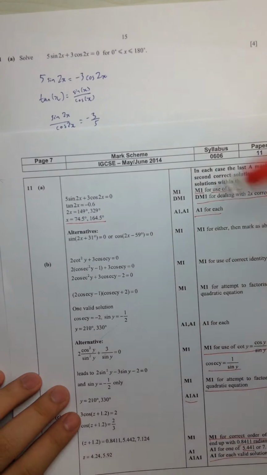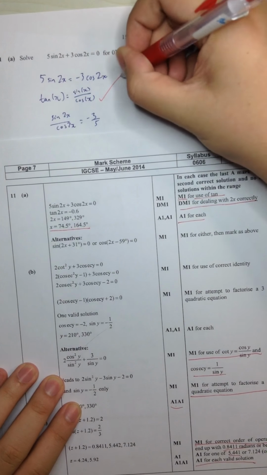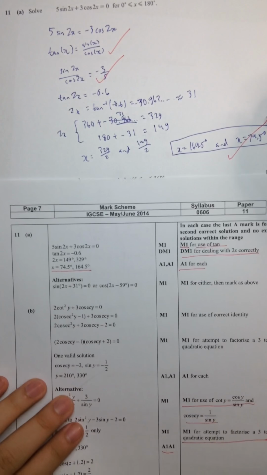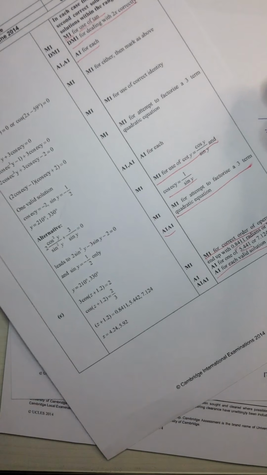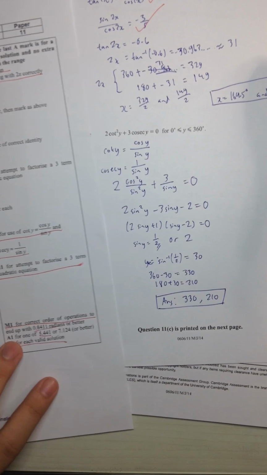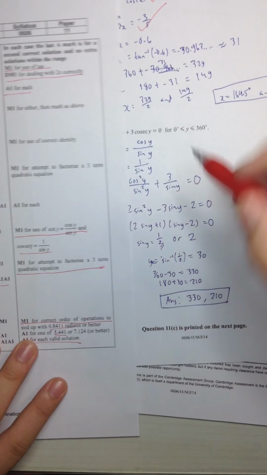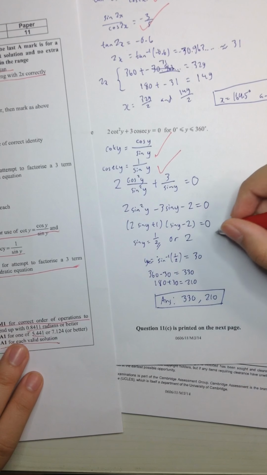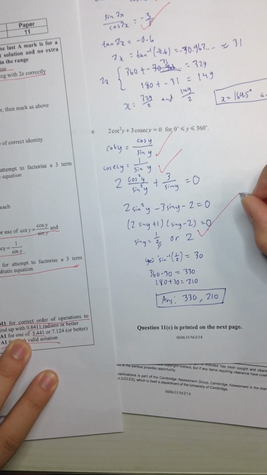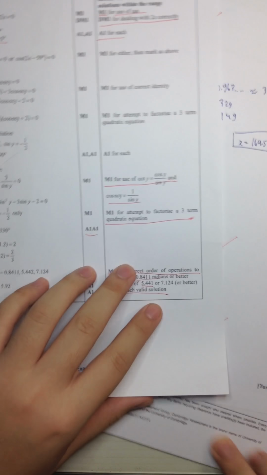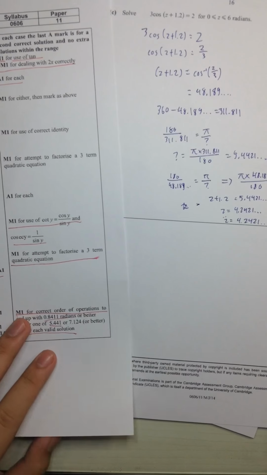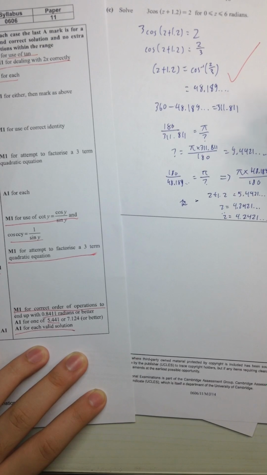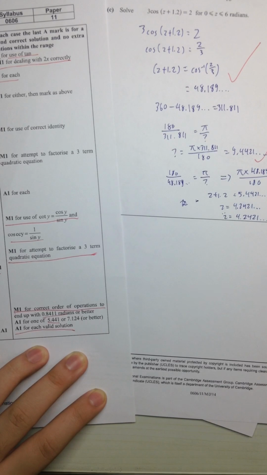In the marking scheme, we get 1 mark for the use of tangent and dealing with 2x correctly, and 1 mark for each correct answer. For part B, we get 1 mark for the use of cotangent y equals cosine y over sine y and cosecant y equals 1 over sine y, and also 1 mark for attempting to do the quadratic equation. For part C, we get 1 mark for correct order of operations, which is this, and also for getting this and the answer.